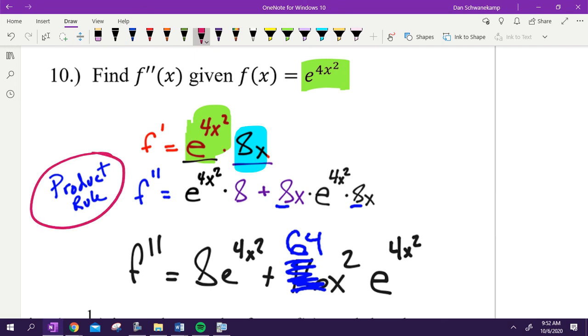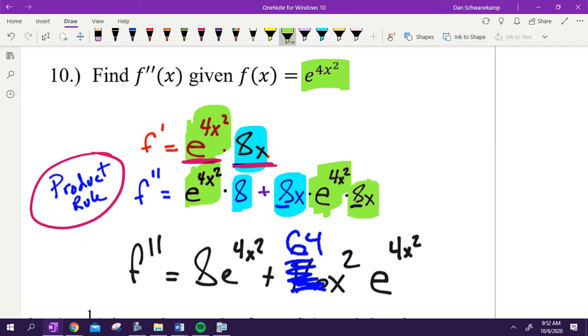This is going to be a product rule question because this part and that part both have an x in it. They're being multiplied. So then I did first times the derivative of 8x, which is going to get me 8, plus the second, which is 8x, times the derivative of the first. So the derivative of that e to the 4x squared, the derivative of e is what you see times the derivative of the exponent, which is 8x.